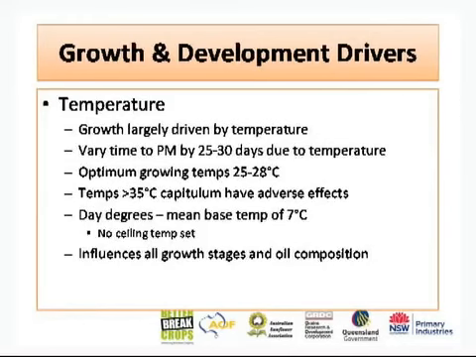Temperature is a very important factor for sunflowers. Sunflowers are quite happy to grow in very warm conditions. So 25 to 28 degrees is optimum, but they can grow quite happily above 30 degrees. The issue comes when you start to have temperatures above 35 degrees, and in particular consistent temperatures above 35 degrees.